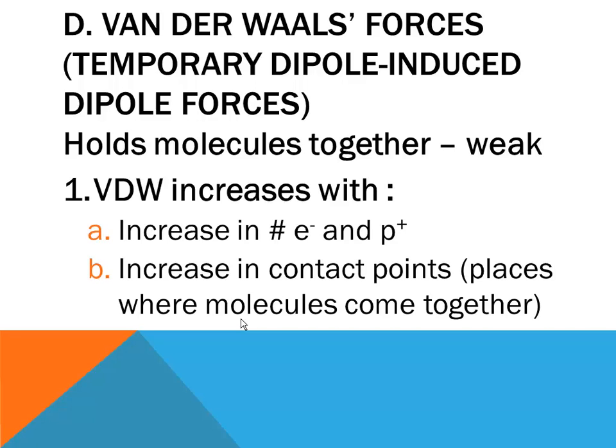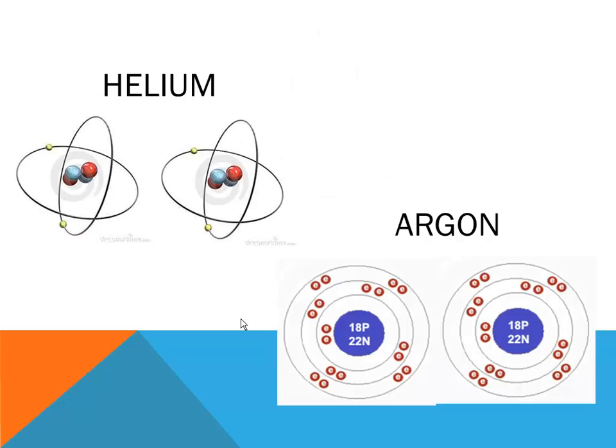Van der Waals forces increase when you increase the number of electrons and protons, because there's more chance the electrons will be on one side and the protons are going to be more positive. More protons mean more positive, so you can have more attraction. So increased weight helps increase the contact points, the places where the molecules can come together, which helps a stronger attraction. So an increase in protons and electrons increases the contact points on the molecule.